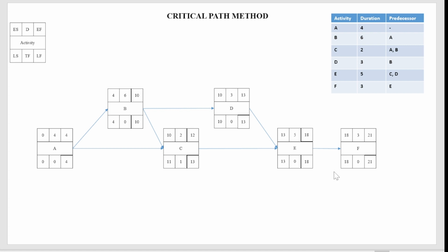Now let's go to the activity E. Since we are doing the backward pass, only look at the lower values. Okay, late start, late finish. So the least value you can take is 18. Take the 18 from here, place it here, subtract the duration of 5, and it will be 13.